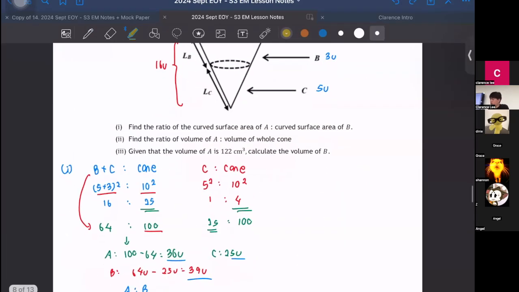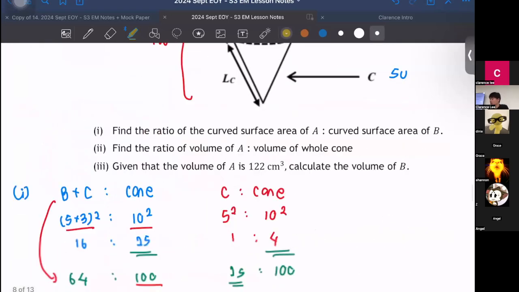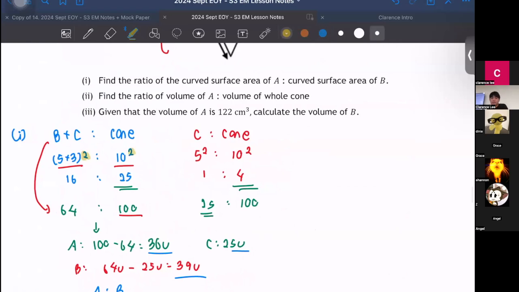Okay, I square the values because I'm finding the ratio of area. The question gave me the ratio of length. To go from ratio of length to ratio of area, you have to square. Does that answer all your questions?